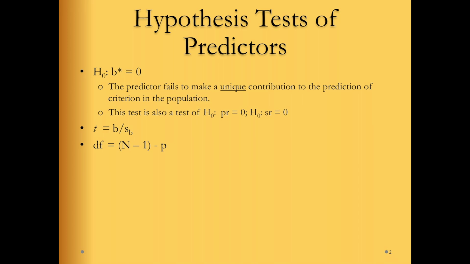When we test b, we are simultaneously testing all other statistics we discussed that are used to assess the importance of individual predictors. Thus, when the null hypothesis tests that b is equal to 0 in the population, it is simultaneously a test of the null hypothesis that the partial correlation coefficient in the population is 0, or that the semi-partial correlation coefficient in the population is equal to 0, and so on. We will use n minus 1 minus p degrees of freedom to define the critical value.